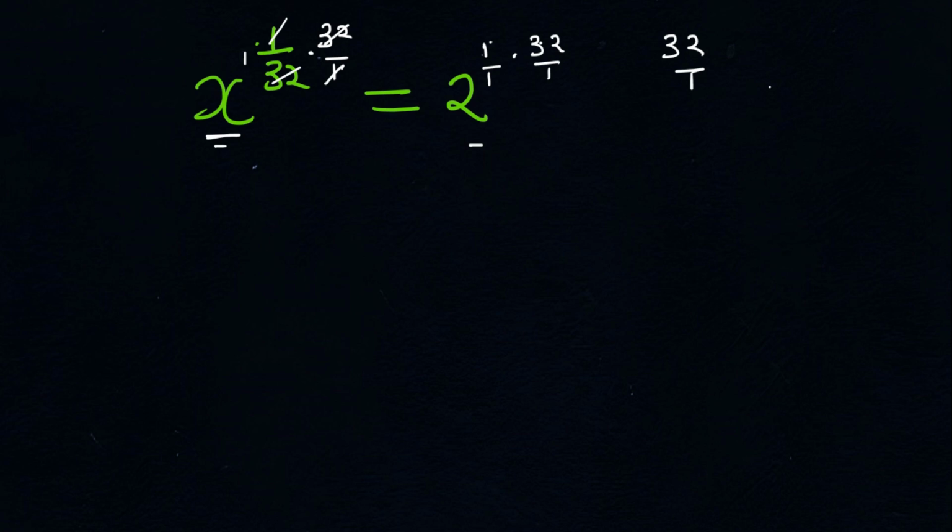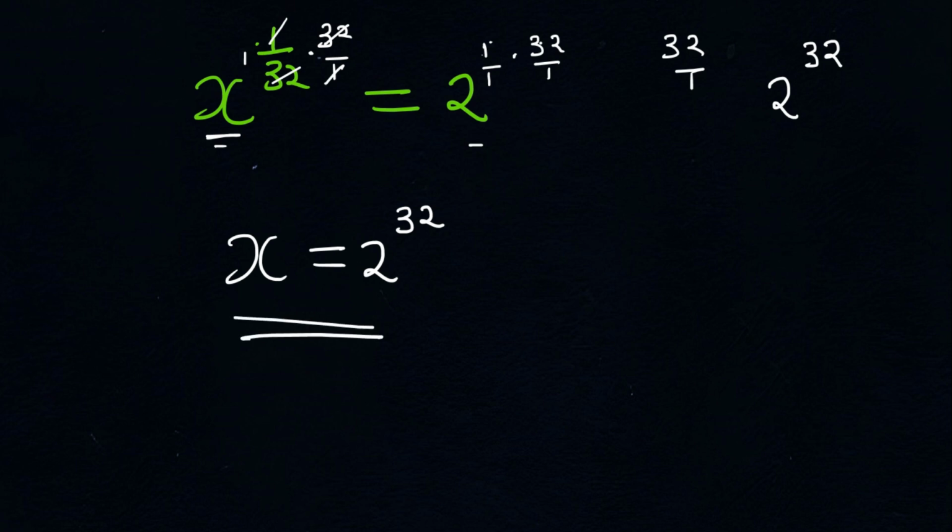So in the end it is just going to be 2 to the power 32, and we don't write over 1 because any number divided by 1 is just that number. So in the end we are going to have x is equal to 2 to the power of 32. And if you are simplifying without a use of a calculator, you are going to end up in this answer. But if you are gonna be allowed to use a calculator, you can just say 2 to the power of 32, and then you are going to get the final answer. So that is the first way in which you can find the value of x from that initial expression.